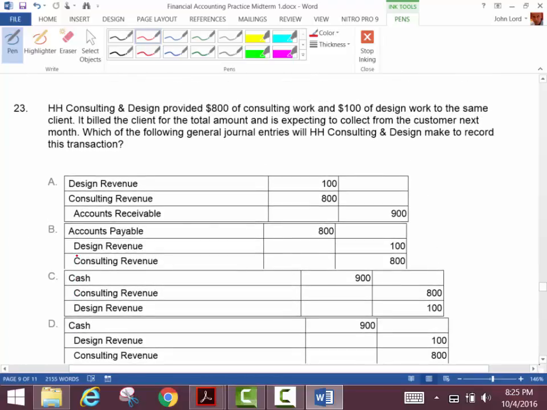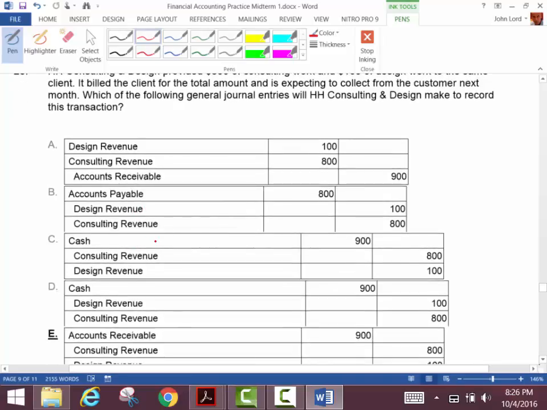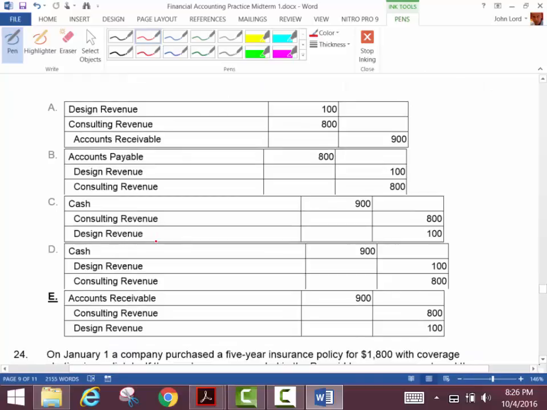Number 23, HH Consulting and Design provided $800 of consulting work and $100 of design work. It billed the client for the total amount and is expecting to collect from the customer next month. So we have an account receivable of what? $900, and they credited the revenue in two different line items, but it's still all a credit to revenue, isn't it?